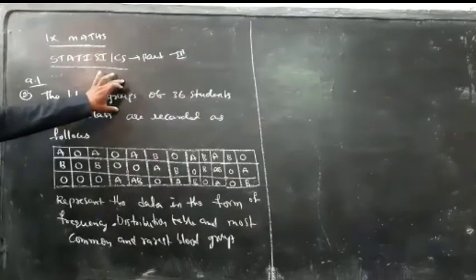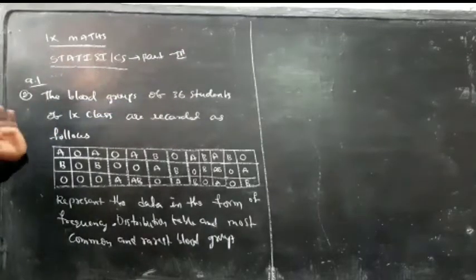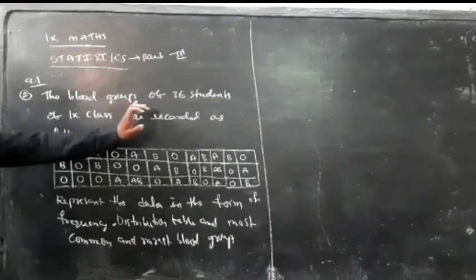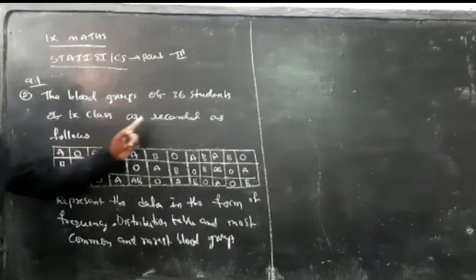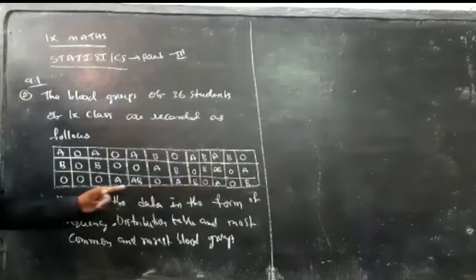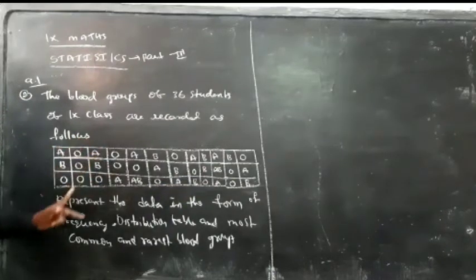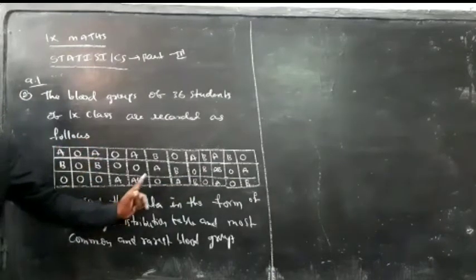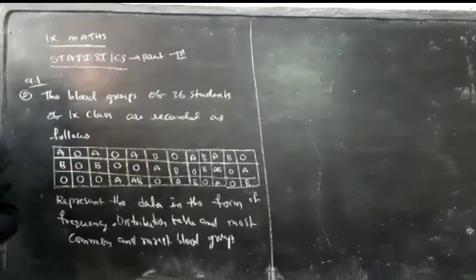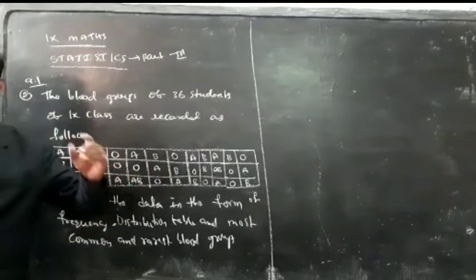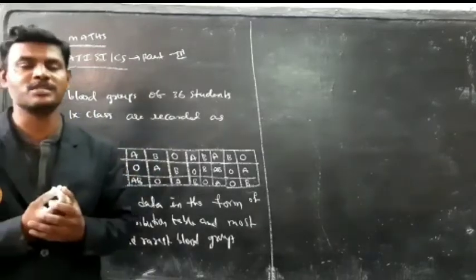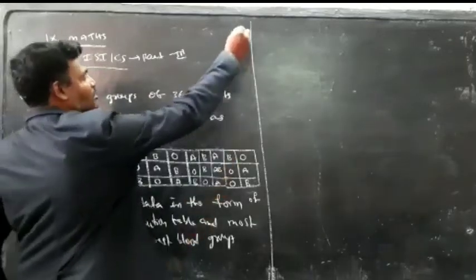The blood groups of 36 students of 9th class are recorded as follows. Represent the data in the form of a frequency distribution table and find the most common and rarest blood groups from the table. Solution.